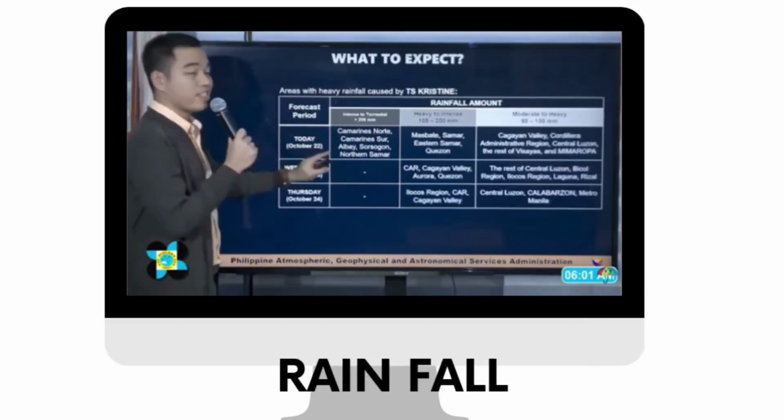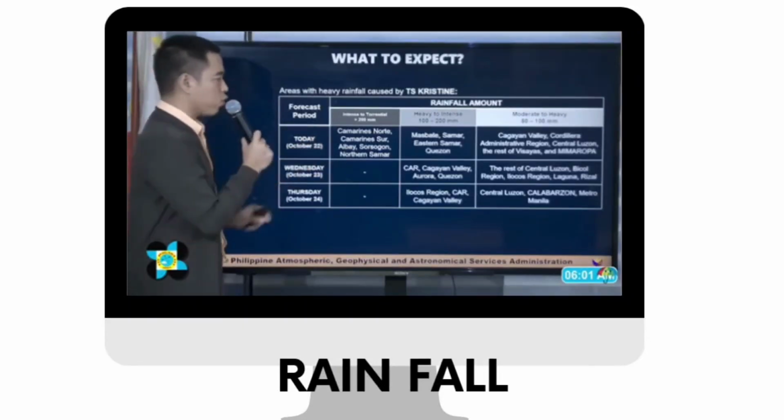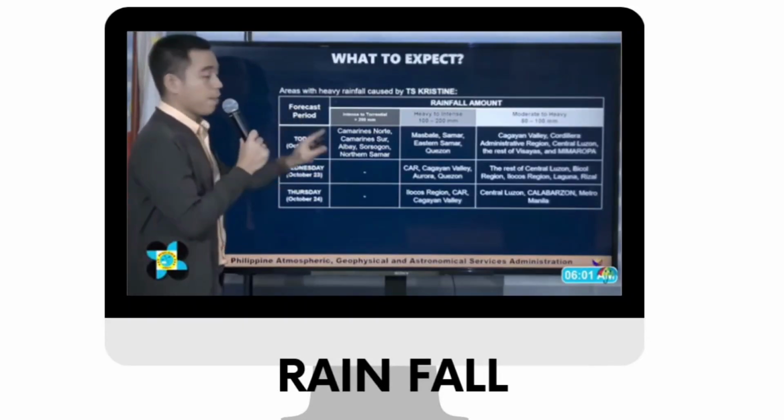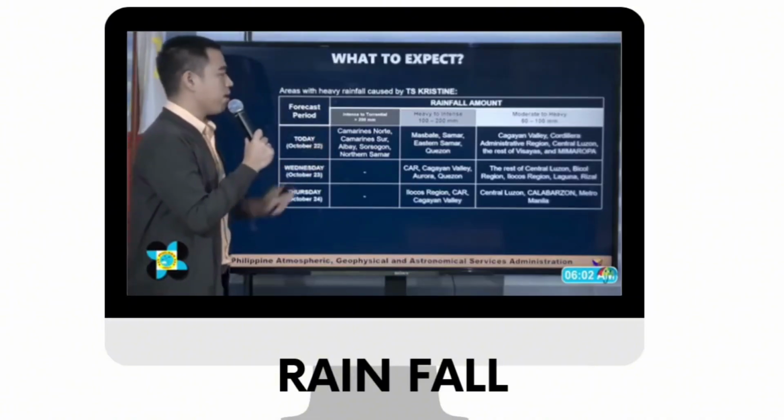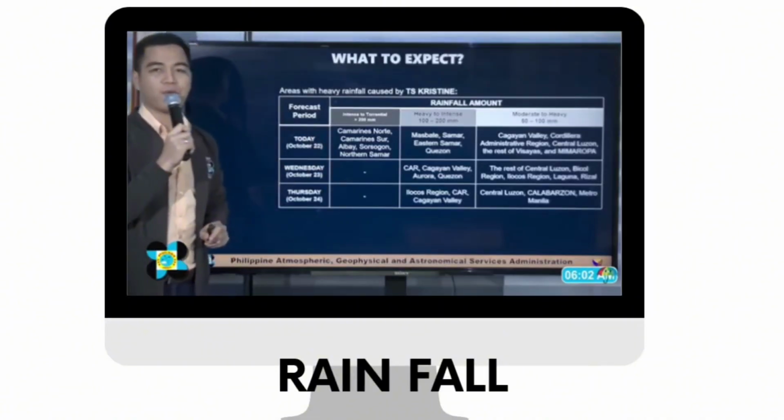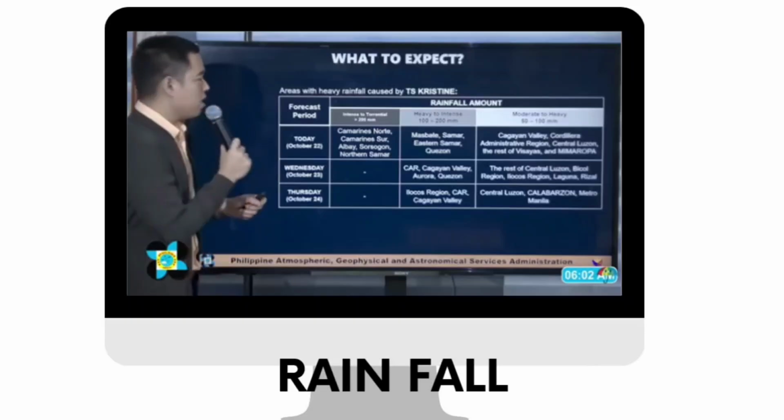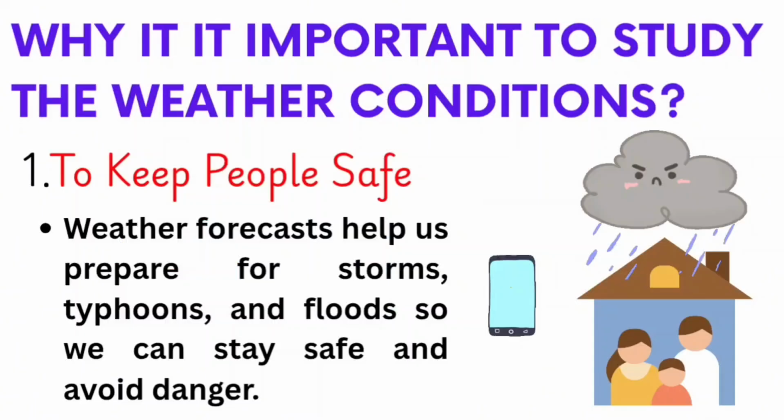Asahan natin within the next 24 hours or ngayong araw, intense to torrential rains po. Please take note of this. Camarines Norte, Camarines Sur, Albay, Sorsogon, and Northern Samar, sila po yung mga karanas ng pinakamatitinding ulan. Higit 200 millimeters po yan.